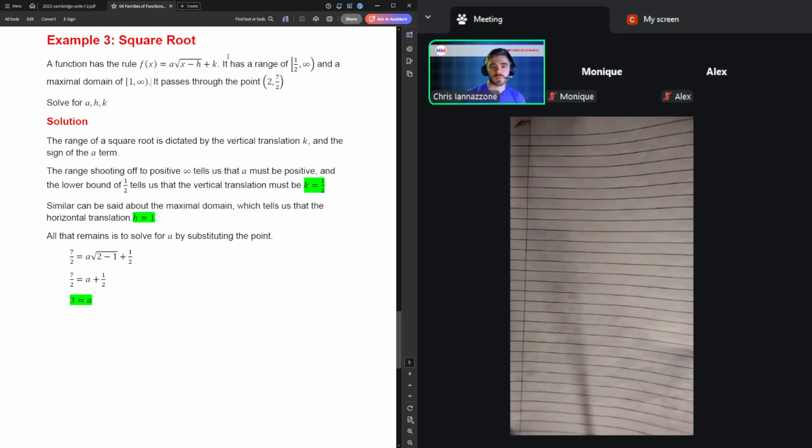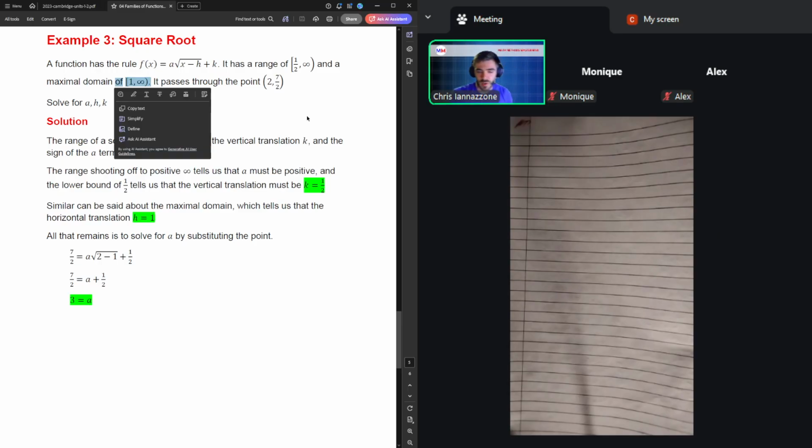any domain could be a small part of the true maximal domain of the function. Maximal domain being all possible values that could fit in, whereas just generic domain could be any part of that. So for instance, another domain could have been like 2 to infinity or 3 to infinity. It's not maximizing it though.